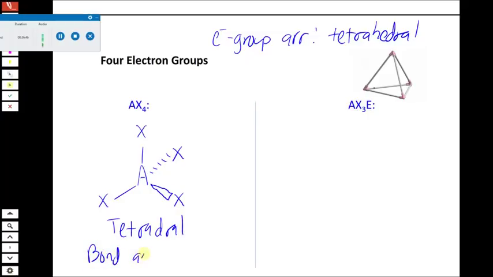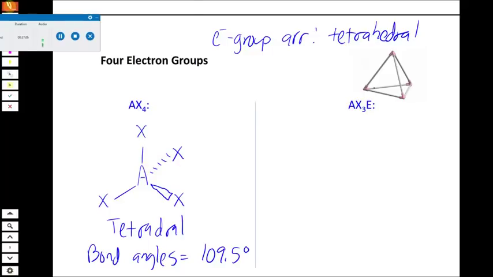The bond angles in this are not nearly as easy to rationalize as some of the others, unless you're really good at 3-dimensional geometry. And they come out to this magic number that you'll have to remember, which is 109.5 degrees. Okay? So that's the bond angles between A and all the X. So all of these positions are equivalent. All of the X's are equidistant from the other ones in the structure.